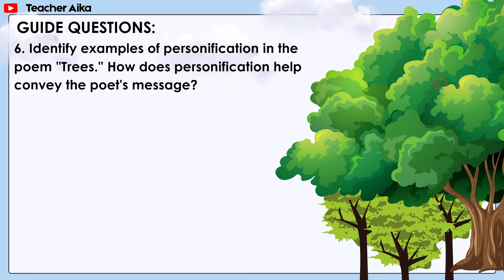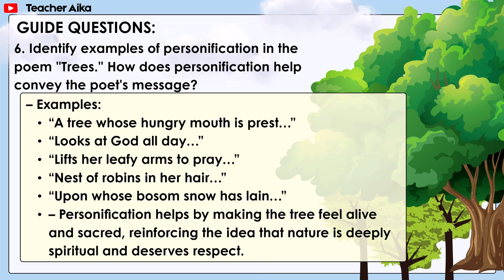6. Identify examples of personification in the poem, Trees. How does personification help convey the poet's message? Answer. A tree whose hungry mouth is pressed, looks at God all day, lifts her leafy arms to pray, nest of robins in her hair, upon whose bosom snow has lain. Personification helps by making the tree feel alive and sacred, reinforcing the idea that nature is deeply spiritual and deserves respect.